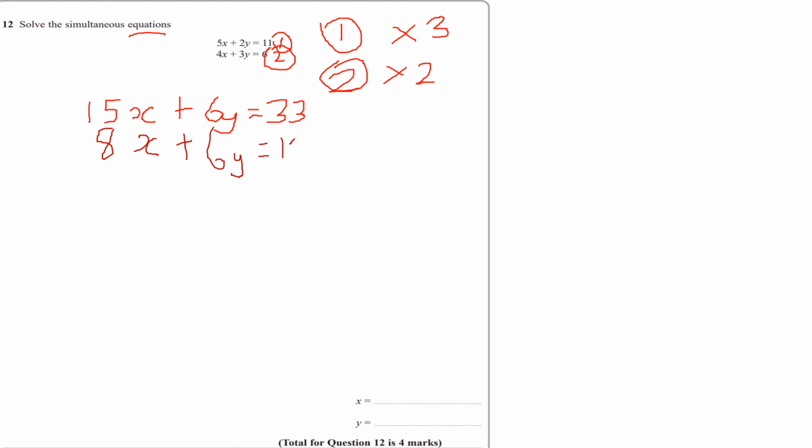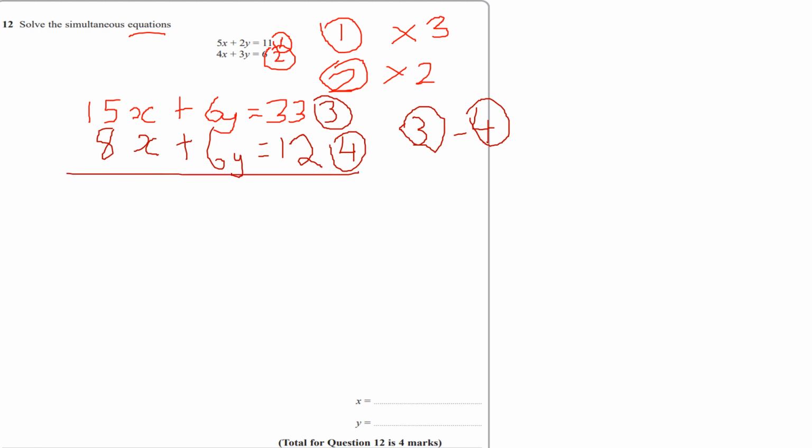I've now got the same number of y's and the same signs, so I can subtract one from the other. So I label this number 3 and this number 4. So I'm going to do equation 3 subtract equation 4. Now you subtract the equations when the signs are the same. So if it was minus 6y, I would subtract it as well. If the signs were different, then I would actually add the equations. That's the key to remember.